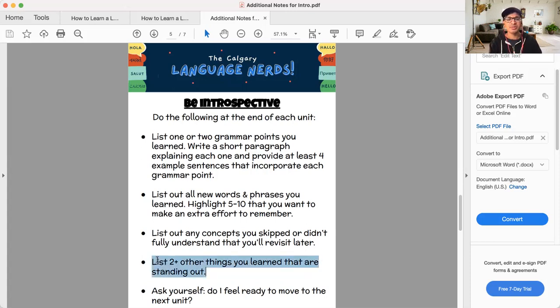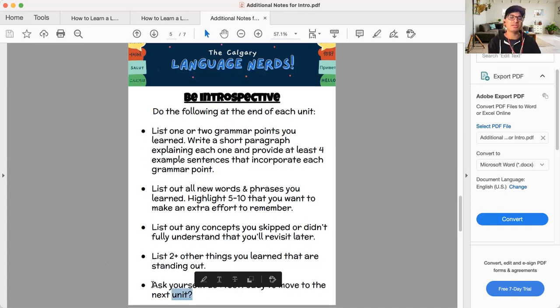You're also going to list 2 other things that you learned that are really standing out. What did you learn that's standing out? Think about that. Learning a language, you got to be in the driver's seat of learning a language, not in the passenger seat. So many people are in the passenger seat. They're not the ones engaged in their learning. Think, like, what's really standing out? Use that brain. And then most importantly, ask yourself, do I feel ready to move on to the next unit?